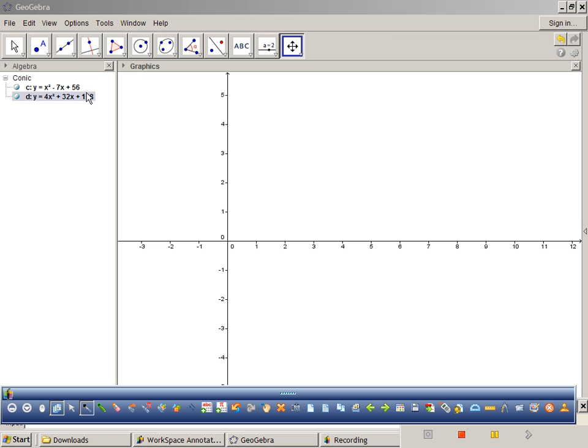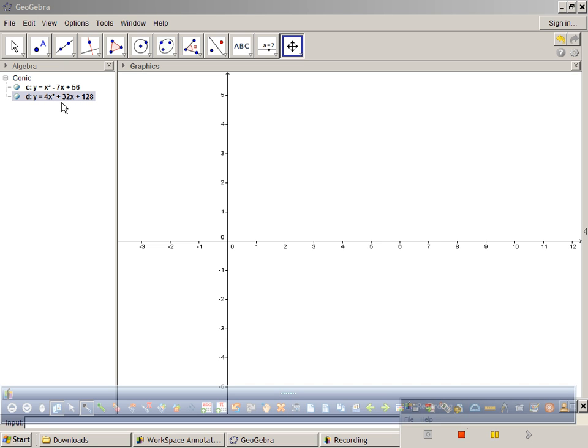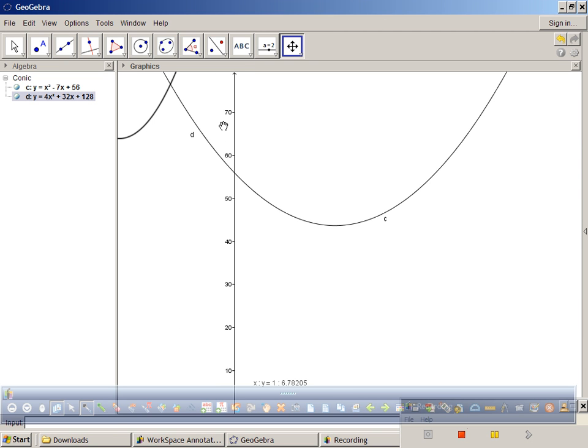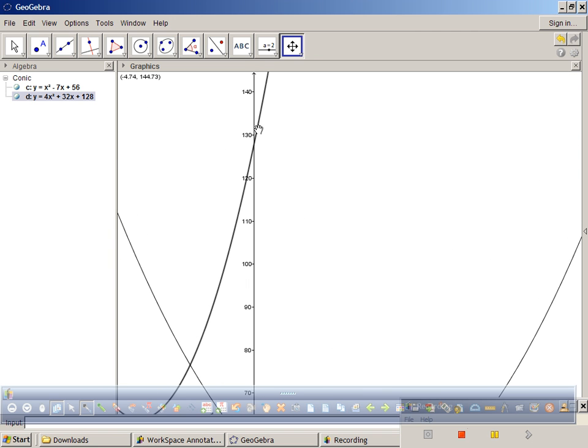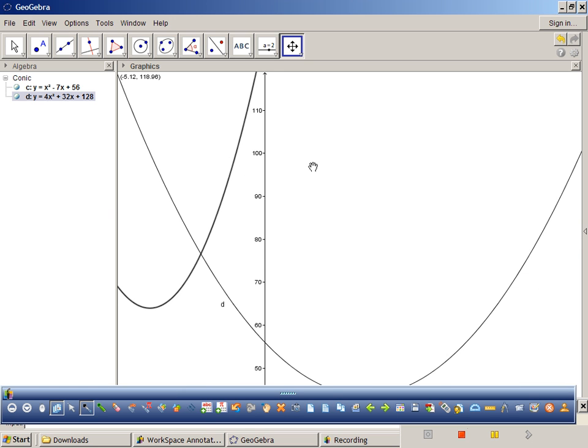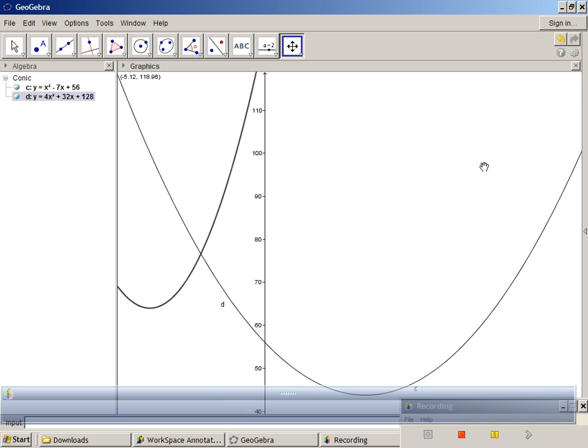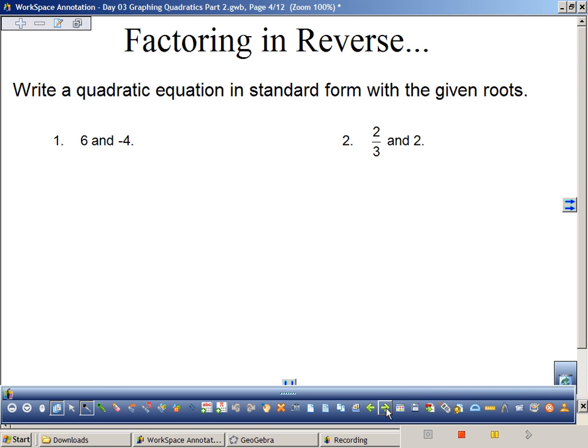All right, I know 128 means I'm way up there. I could go by factored form, but 128, that's my y-intercept. Do you want me to go all the way up there? Oh, look at that. This is way up here. See that? Coming down right here. So those roots are imaginary. We're going to be talking about that very soon.